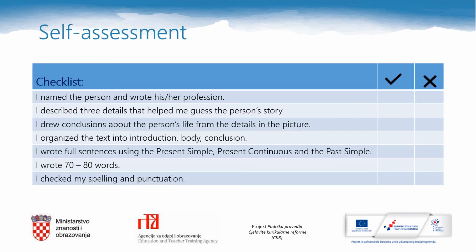Here's a checklist that can help you. Before you share your story, go through this checklist and see that you named the person, described all 3 details, drew conclusions, organized your text, wrote full sentences, 70 to 80 words, and that you checked your spelling and punctuation. Then you're ready to share your story with your teacher and with your classmates.